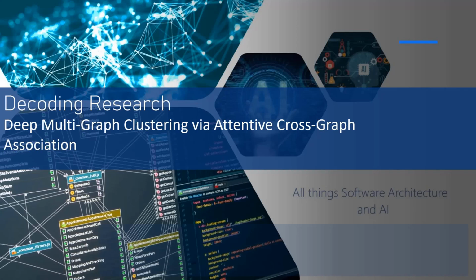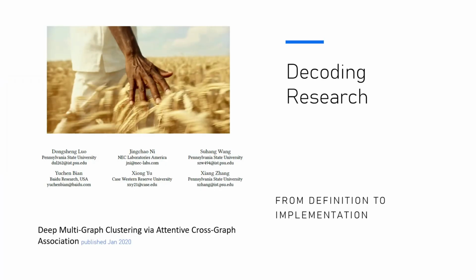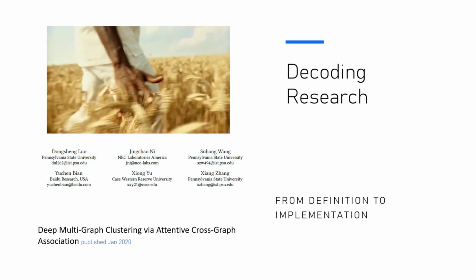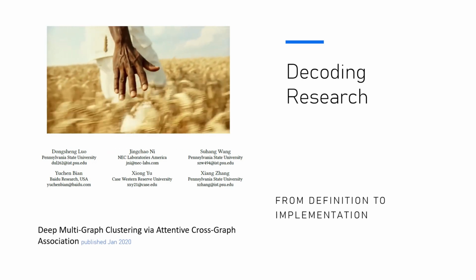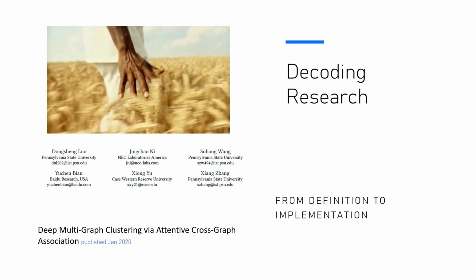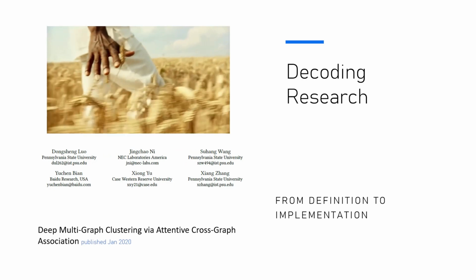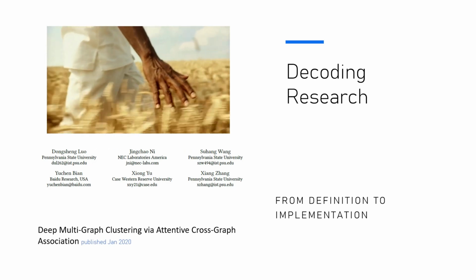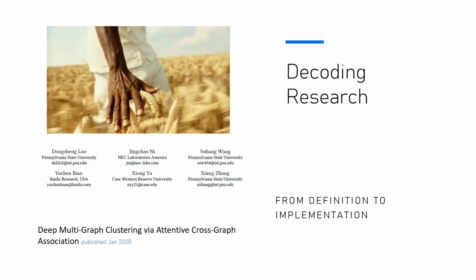Now, Decoding Research is a set of videos which typically talks about papers and primary research papers around AI and machine learning. In today's session, we're going to be talking about deep multigraph clustering via Attentive Cross Graph Association. Now, this is a research paper which came out in January 2020. As the name suggests, it talks about multigraph clustering, and it heavily indexes on attention-based mechanism and Cauchy distribution. We'll talk about that in a minute.